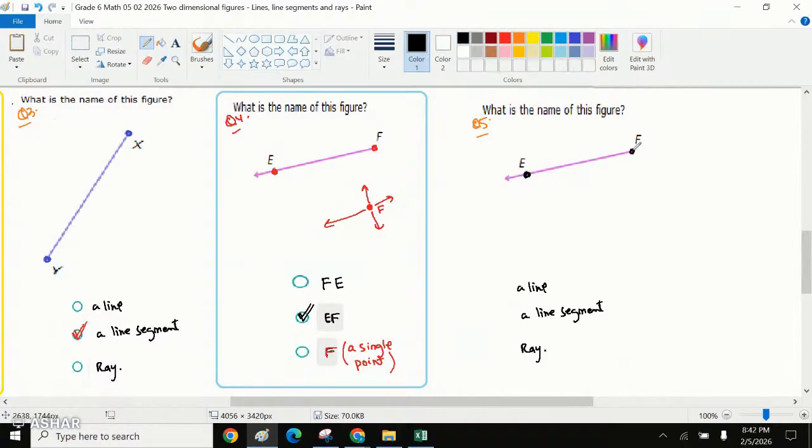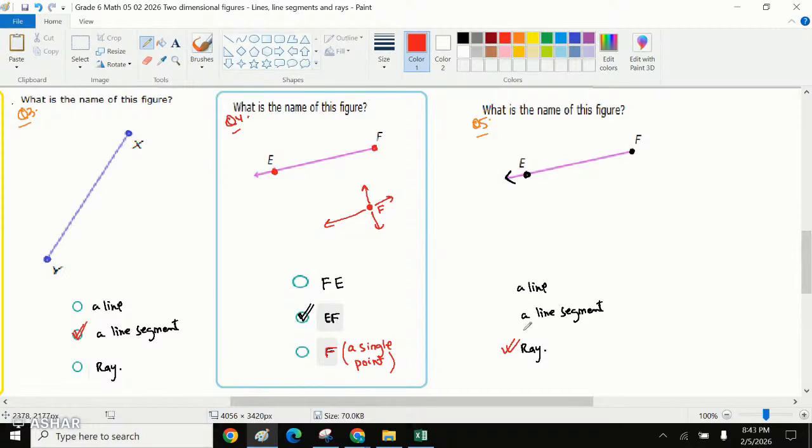In EF, we can see there is only one arrow. That means it has a starting point. Yes, perfect. That means it is a ray. Because yes, Brighty, it is a ray. EF is a ray in question number 5. Option number 3. Perfect. Okay.